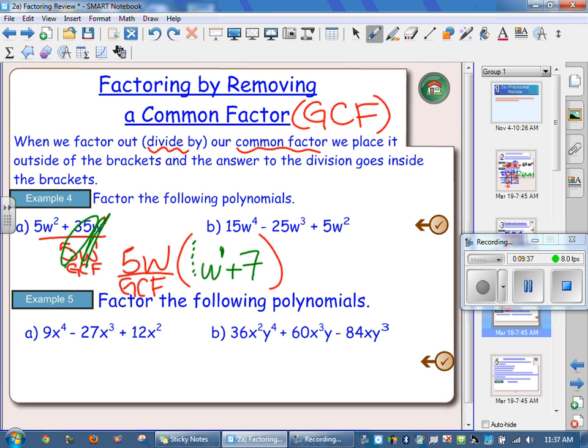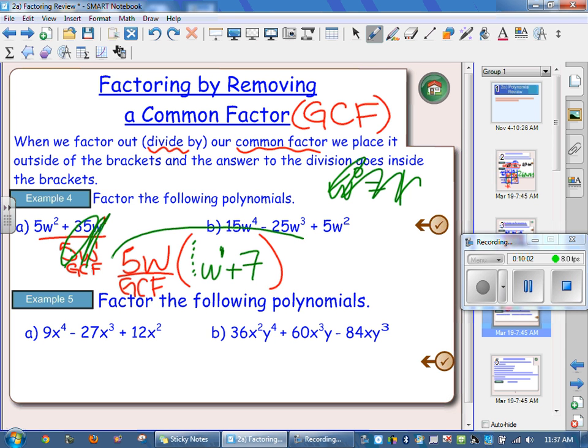You're not going to write W0, because anything exponent 0 gives us a positive 1. So we do not have to write W0. It just completely disappears. And then the 1 would times by the answer itself. 1 times anything is just the same answer. So inside the bracket, we would have W plus 7. This is considered my final answer.